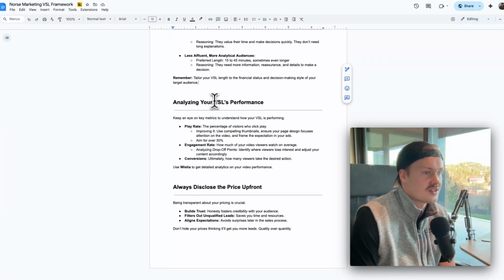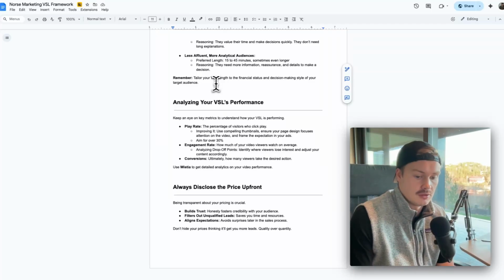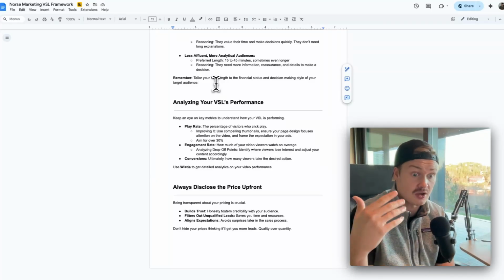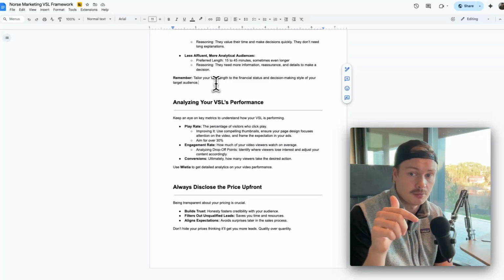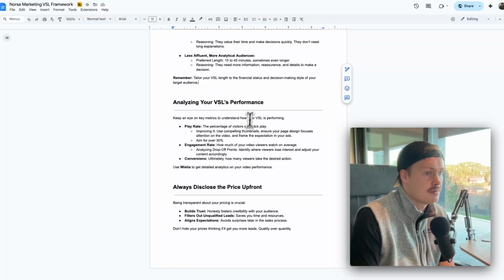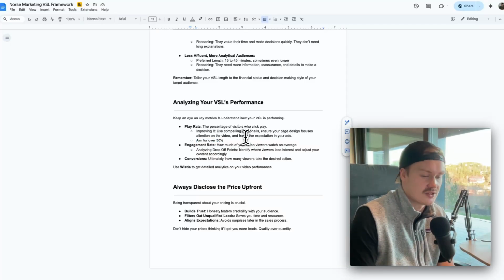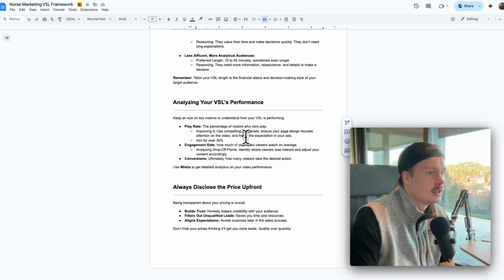Then you need to analyze the VSL performance once you let it run. You have a few different conversions here. You have the play rate, the percentage of people that land on your page who click play. You want to aim for this being over 30%. Okay, in the US, it varies a little bit by culture and by country.